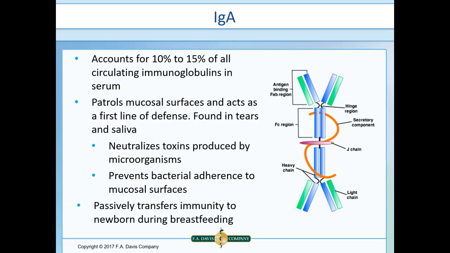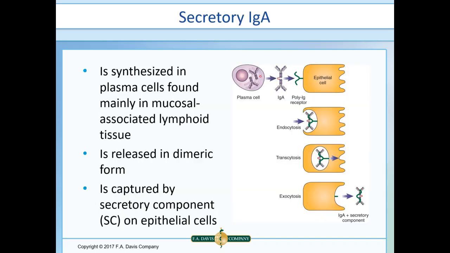So that's what you really need to know about this one. It does also have a J chain. Secretory IgG is also found in plasma cells, mainly in the mucosal-associated lymphoid tissue, or the MALT. It's released in a dimeric form, and it's captured by a secretory component on epithelial cells.